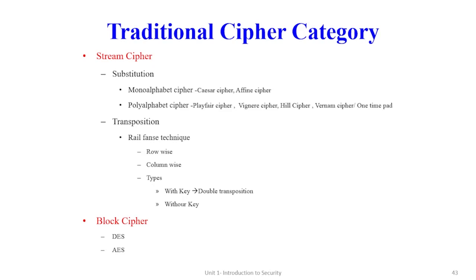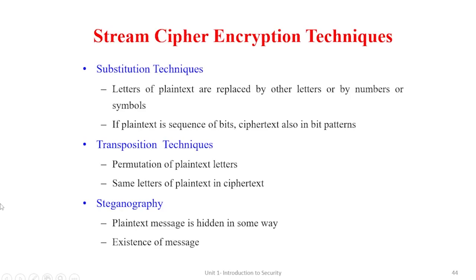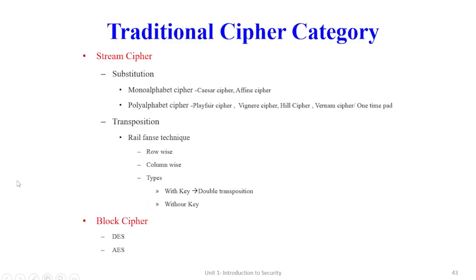Welcome to the cryptography session. Today I am going to explain the monoalphabetic cipher. There are two types of traditional techniques available: one is substitution and another one is transposition. The third technique is steganography. These three techniques come under the stream cipher technique.